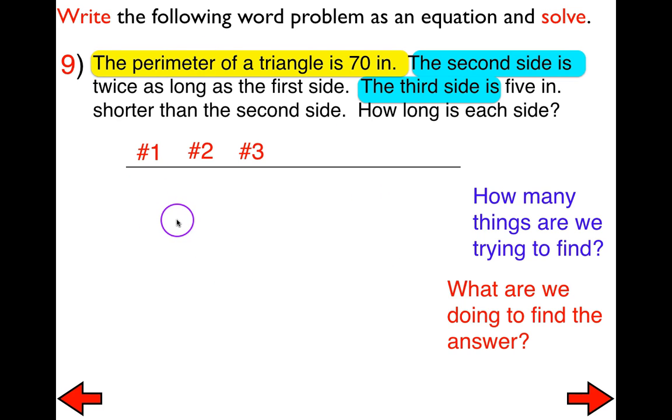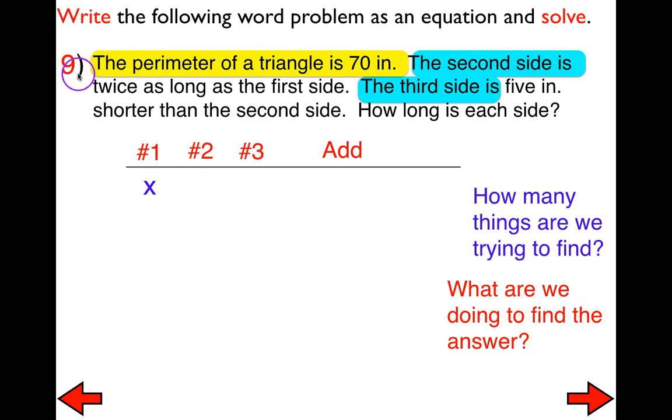So first things first, I'm going to try to investigate which one's my shortest side. Well, it says the second side is twice as long as the first, so I'm going to say the first is shorter. And the third side is 5 inches shorter than the second side. So here I'm convinced that the shortest side is going to be the first one. So I'm going to go ahead and call that x.